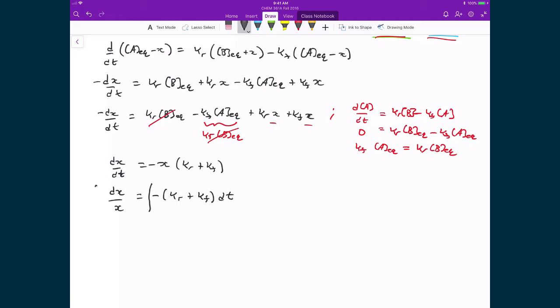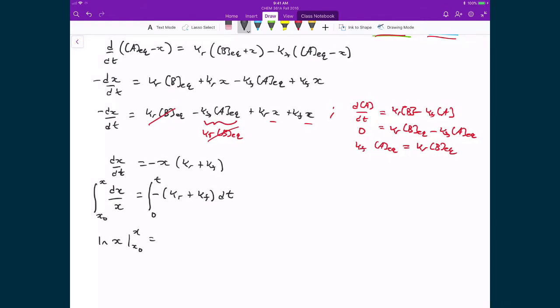And then in this case, I'm just going to integrate. My bounds of integration are simply that I start at x naught and go to some x, when I start at t equal to 0, moving to some time t. On my left-hand side, I have 1 over x as the thing I'm integrating, which results in the natural logarithm of x applied between x naught and x. And on my right-hand side, I have minus kr plus kf. The integral of dt is just t, a value between 0 and t. I apply the fundamental theorem of calculus: the natural logarithm of x minus the natural logarithm of x naught is equal to minus kr plus kf times t minus 0.